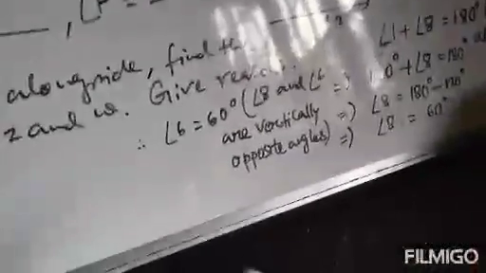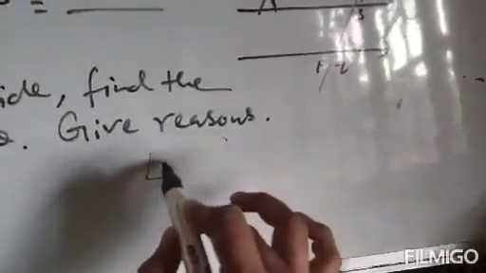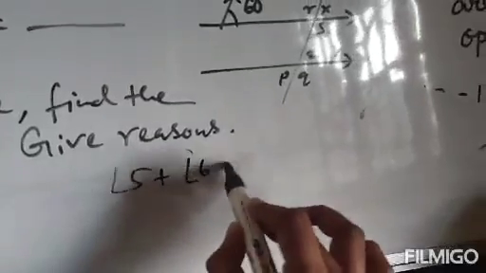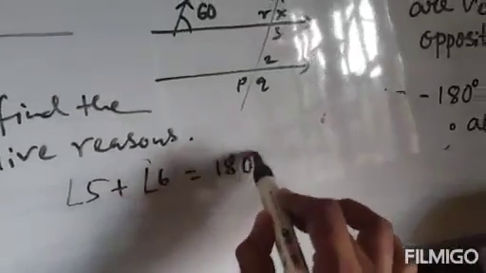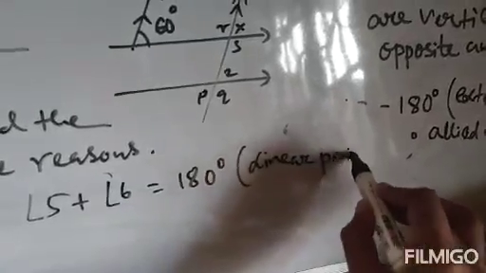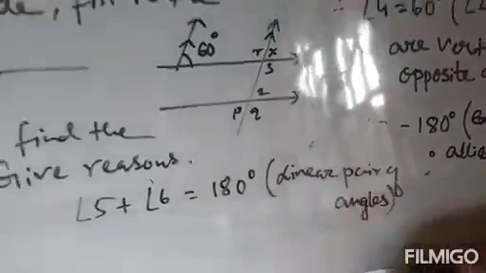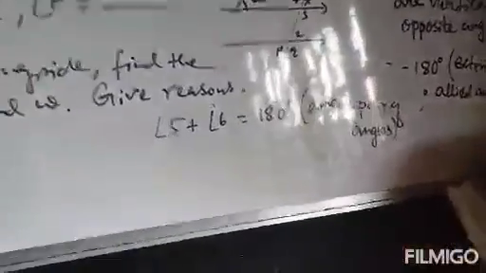So I am going to erase this because I need space. So erasing this portion, so we can write angle 5 plus angle 6 equals to 180 degree, because they are linear pair of angles.